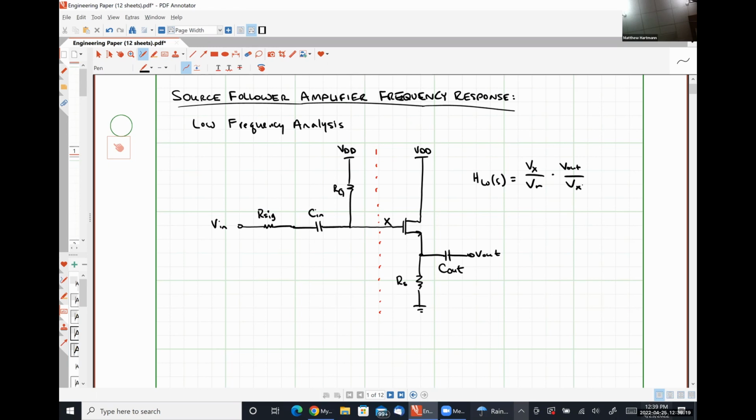Yes, sir. What's the subscript on the R? The upper one? G, because it's connected to the gate.